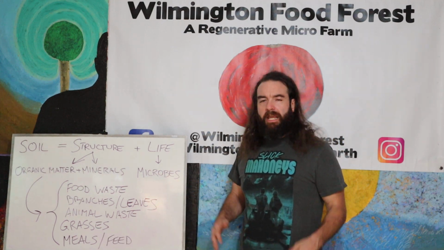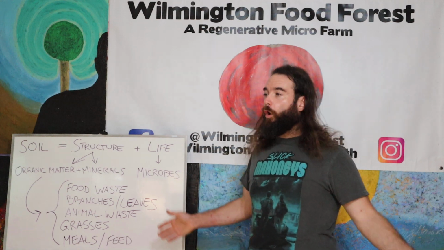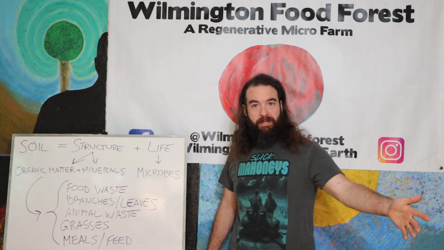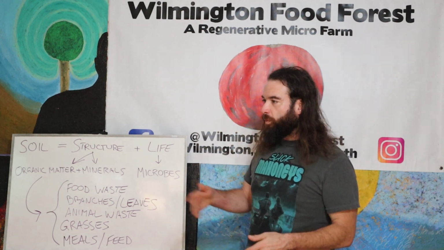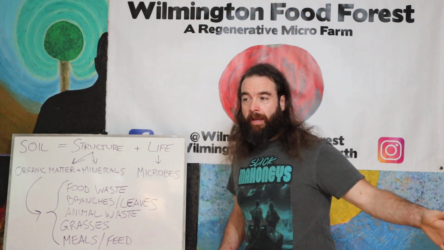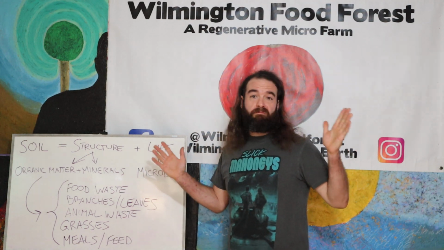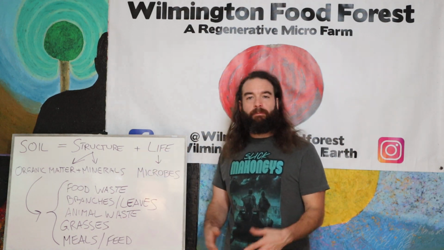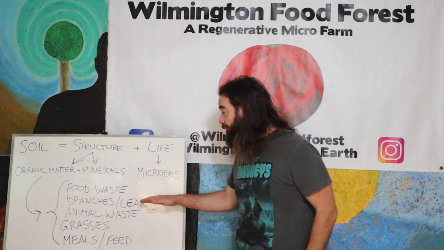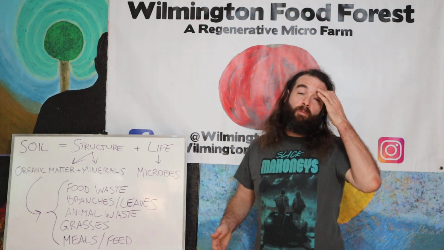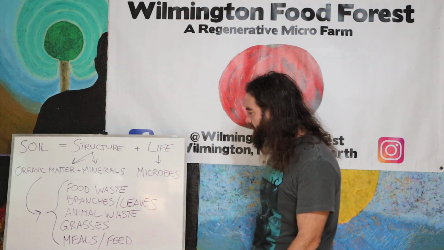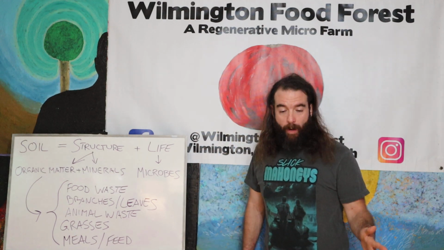Branches and leaves. If you've got a property, life is always coming down. Trees are always being pruned, leaves are always being shed. Oftentimes we rake them up and burn them, or we rake them up and throw them away, or we use a mower and bag them up and throw that away. Well, we can be using all of that stuff to build our soil system. We don't have to be doing all of this work and then throwing away all the good stuff at the end.